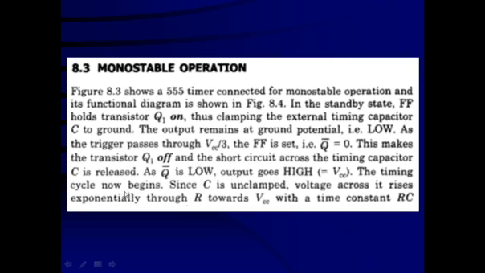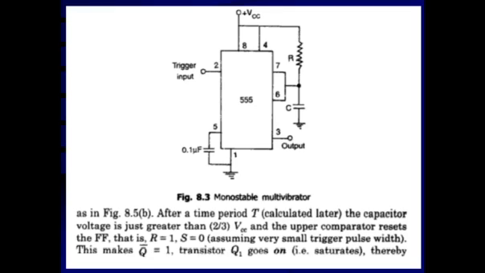The timing cycle now begins since C is unclamped and the voltage across it is increasing. That means the capacitor starts charging through the external resistance which is connected to VCC, and the junction of the capacitor and this resistance is connected to pin number 6, that is the threshold terminal. The voltage across the capacitor rises exponentially through R towards VCC with a time constant RC.